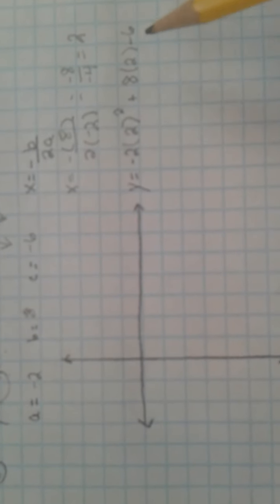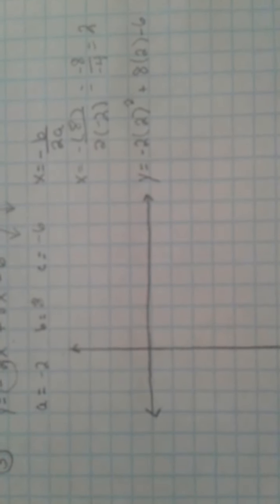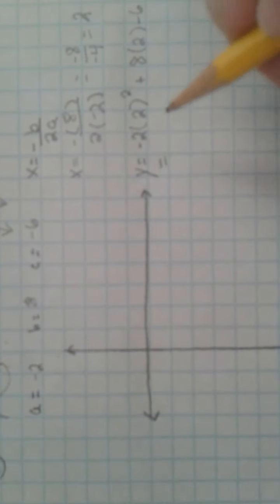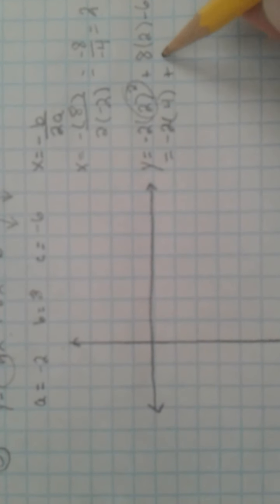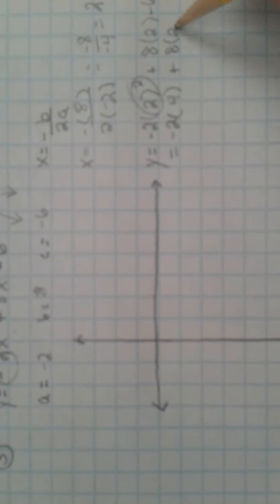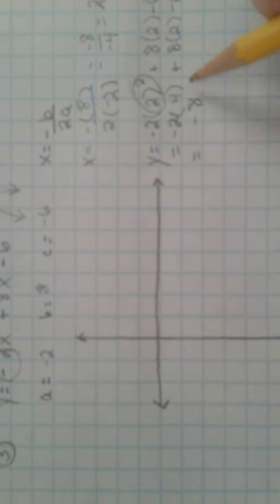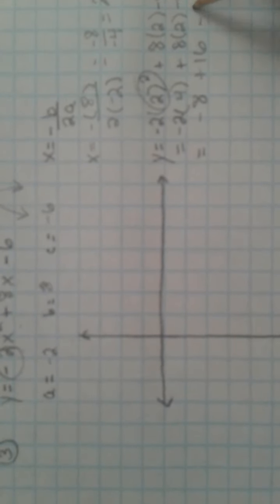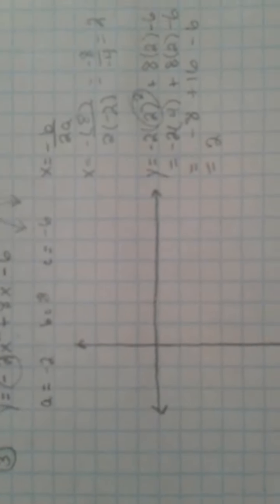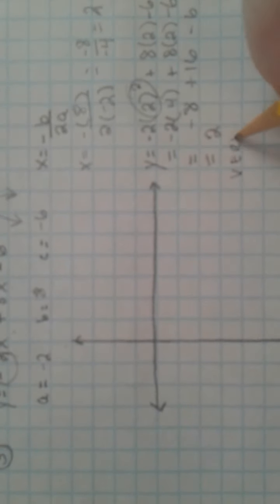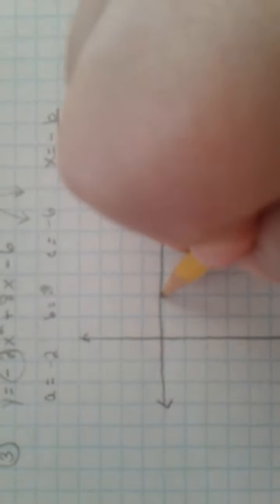Now, once again, if you're using a nice scientific graphing calculator, type this all in right here, including the parentheses, and you should be all good. If you're going to use order of operations, it's first the exponents. I'll do this in 2 steps. Now I can do my multiplication, so that's negative 8 plus 16 minus 6. When you combine these numbers, we're going to get a positive 2. So the vertex is 2, 2.